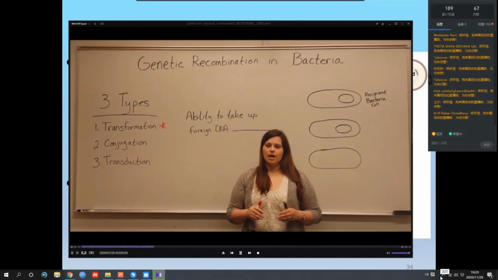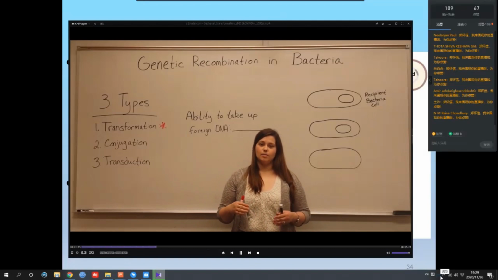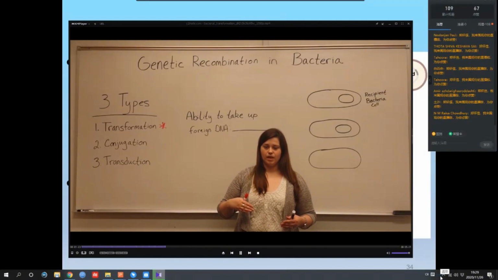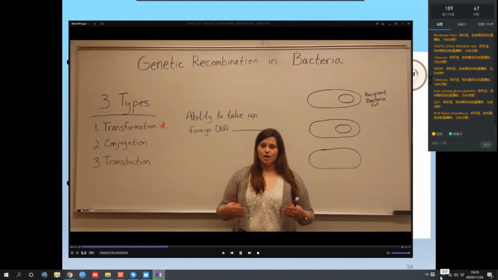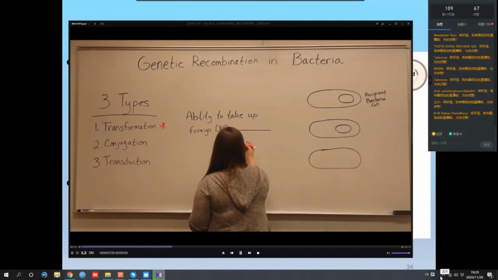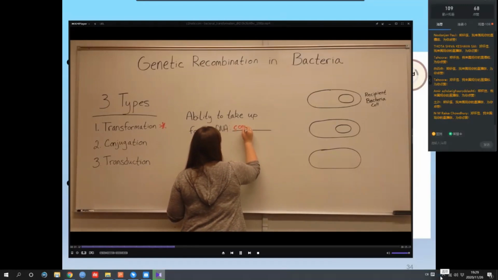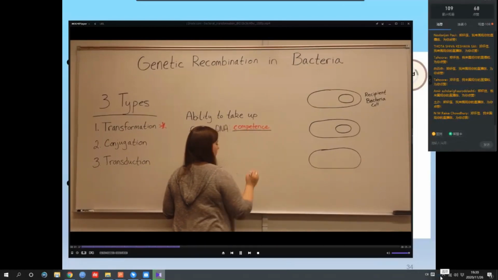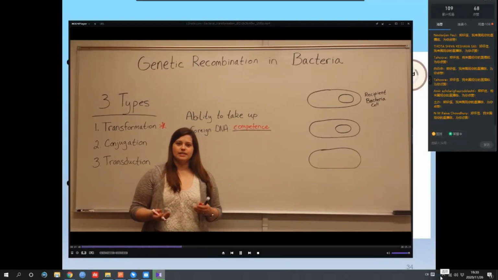Transformation is when a bacteria cell takes up foreign DNA from its environment by bringing that DNA from its extracellular environment across its plasma membrane. The ability of the cell to take up DNA across its plasma membrane in this way is called competence. Many types of bacteria are naturally competent in that they can do this process with ease.